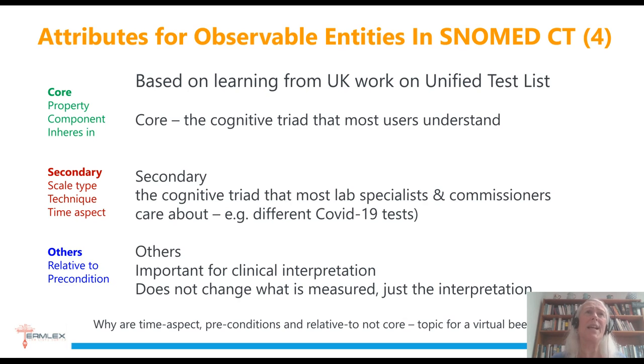So if we reorganize those, what we actually get, and some people will be only too familiar with this, as I am, is this core set of property, component, and inheres in, that cognitive triad most users will understand. And this, for example, if it was sodium, you would have something like a molar concentration property, of sodium component, inheres in serum specimen, or something like that. So that's an example, and that's pretty basic and common across all terminologies.